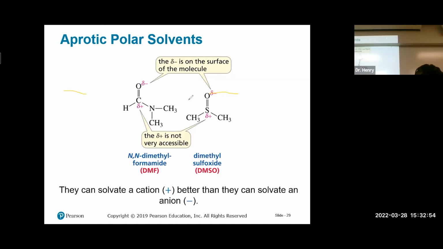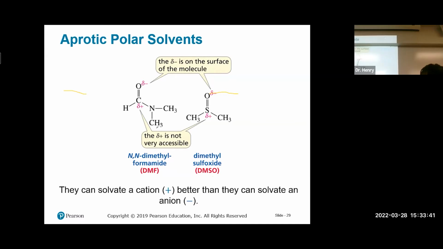Okay, so here's an example of two aprotic polar solvents. DMF, which stands for dimethylformamide, and then DMSO. DMSO stands for dimethyl sulfoxide. Okay, this is the structure. This is your dimethyl sulfoxide, and this is your DMF.